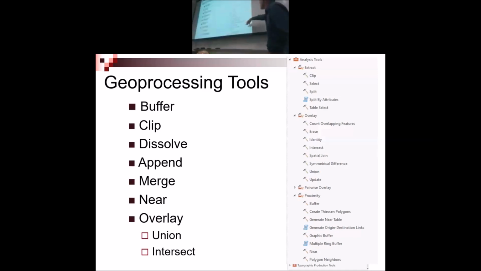Even with these tools right here, I've probably used maybe 2/3 of these. I know what this is, Polygon Neighbors, I've never used that before. Symmetric distance, I've never used. Count overlapping features, I've never used. So there's a few of these I've never even used before, but at some point in time, someone thought it was useful enough to put it into a tool here.